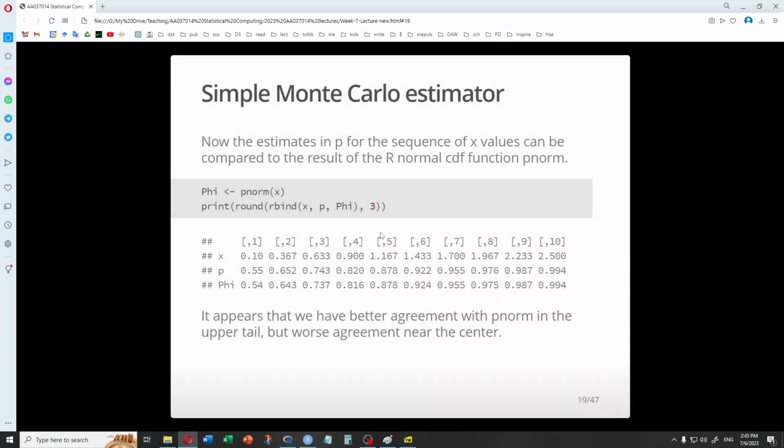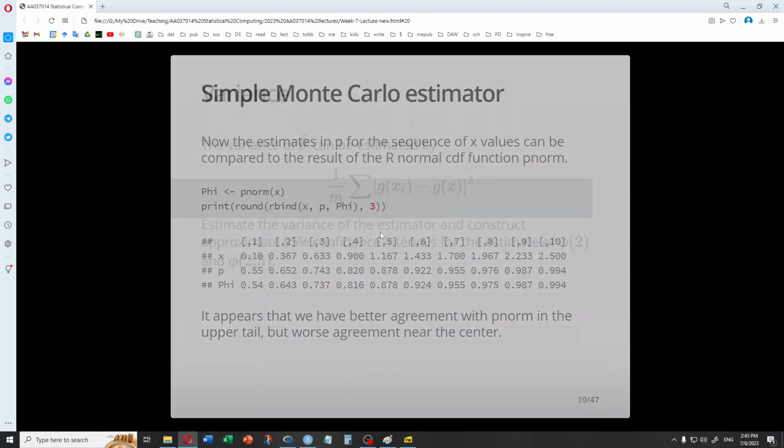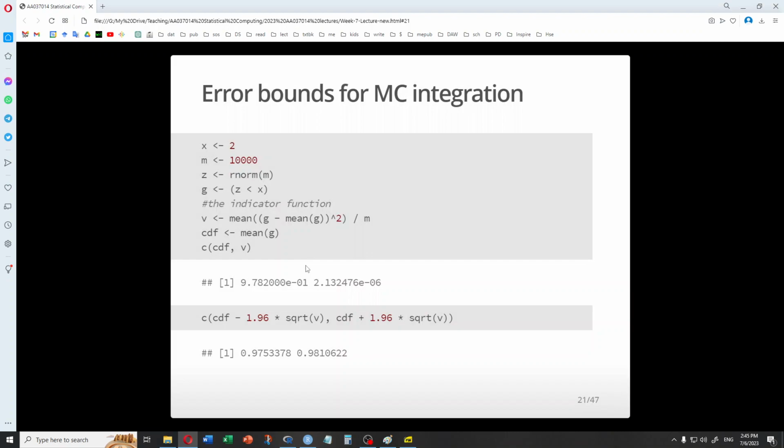We're still using the indicator example here. So here we want to see how we can estimate the variance and then come up with a 95% confidence interval. For this one we want to evaluate when x is equal to 2, and then another case when x is equal to 2.5. So let's see, first is when x is equal to 2.